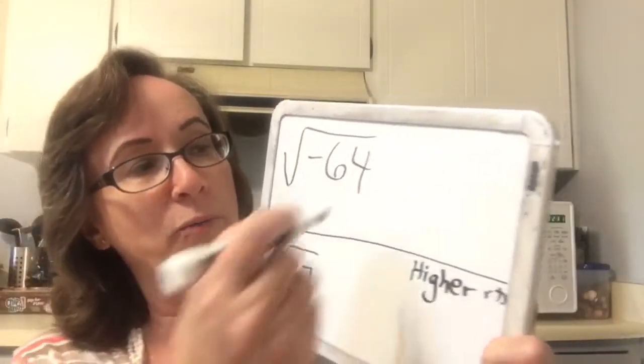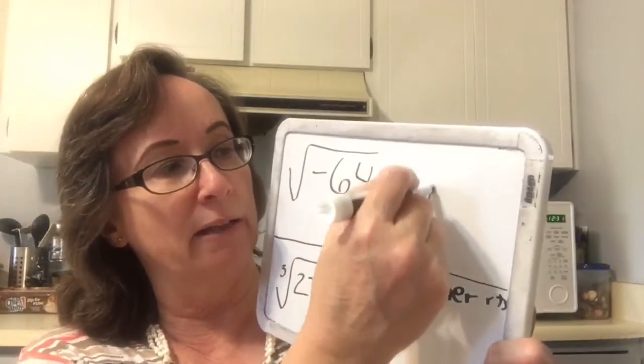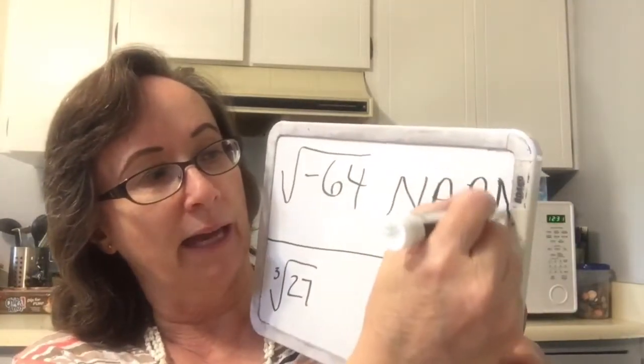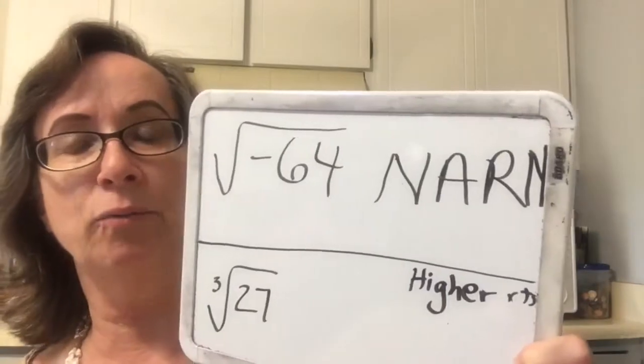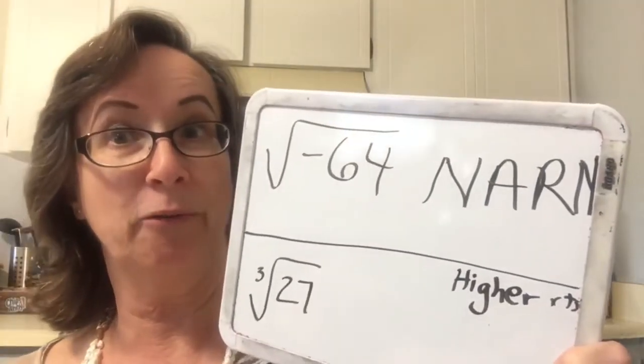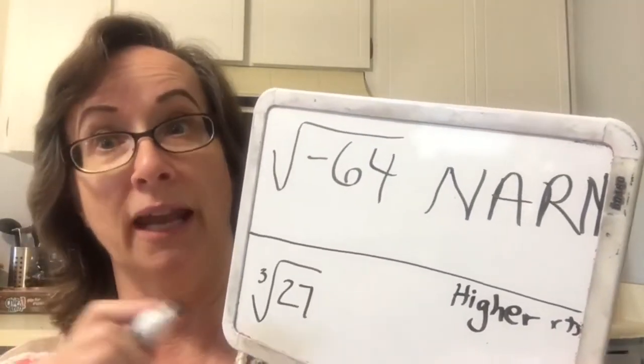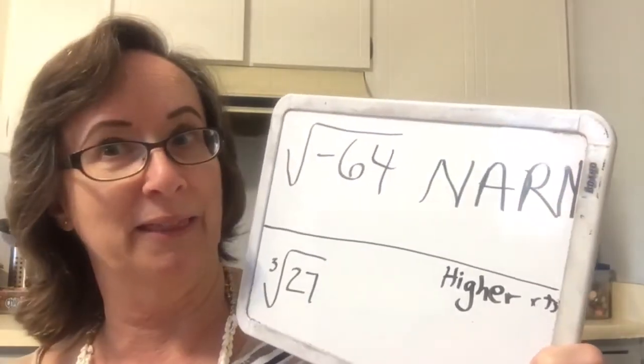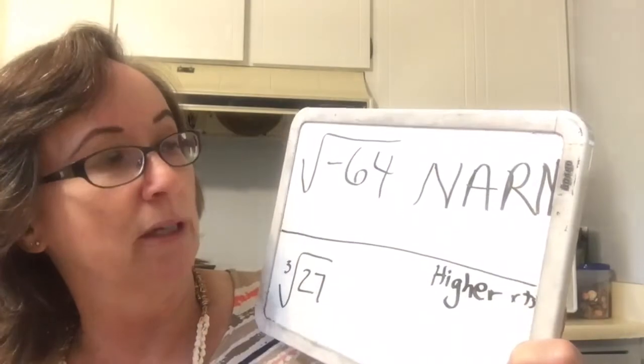So we will write, and remember this is just my little notation that I accept, NARN, not a real number. Okay, so if you're in anyone else's class, you have to write out not a real number, but in my class, you can write NARN because I know what that means. Okay, not a real number.